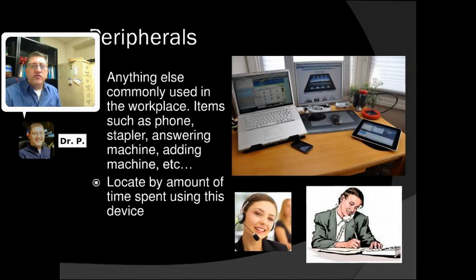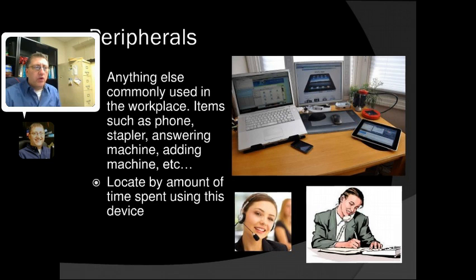There are other peripherals beyond the ones we've mentioned. Things like docking stations, iPads, chargers, adding machines, telephones, headsets, printers, fax machines, scanners. The office setup has all kinds of things beyond what we're doing here. This even includes things like filing cabinets, drawers, anything that could be changed or designed or added or taken away.